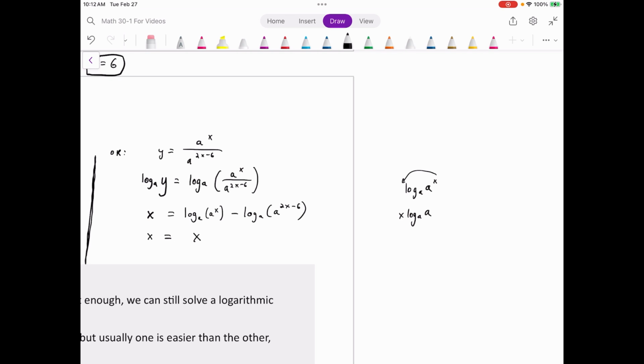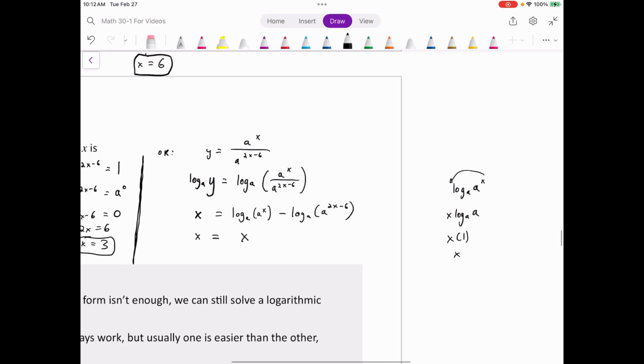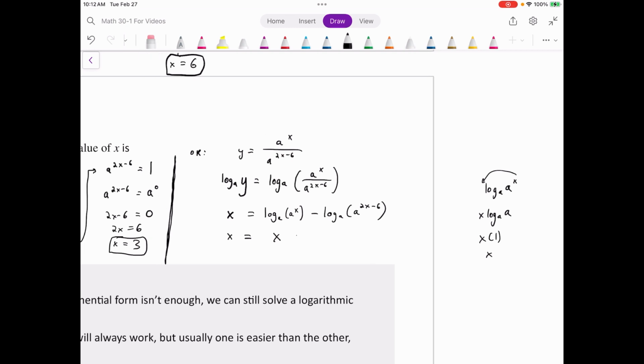And what's log base a of a? Well, a to the power of what equals a? 1, right? So this is just x times 1, or x. See what I mean? Multiple kind of brain pathways you can follow to get the same result for these, okay?